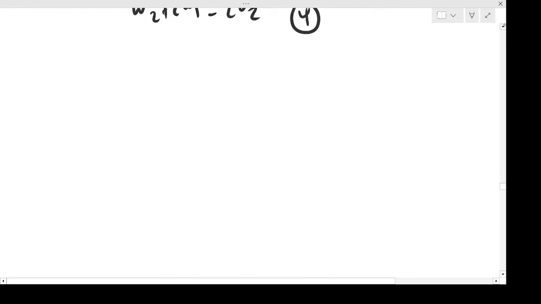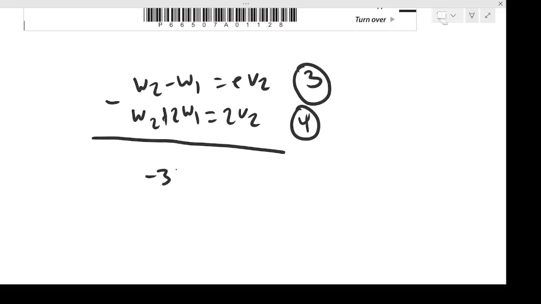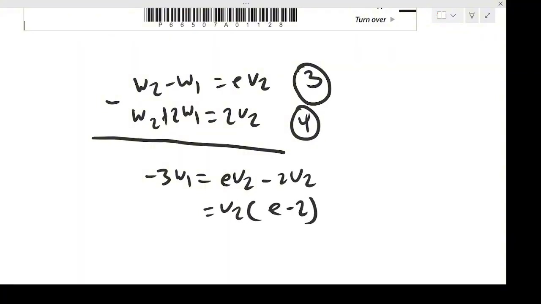So I'm only going to solve for W1, so I'm going to eliminate W2, which I can do quite easily because I can take these away. That's going to get me minus 3W1 to be EV2 take away 2V2, so that'll be V2 lots of E minus 2. Therefore W1 divided by minus 3, we get minus a third V2 of E minus 2.